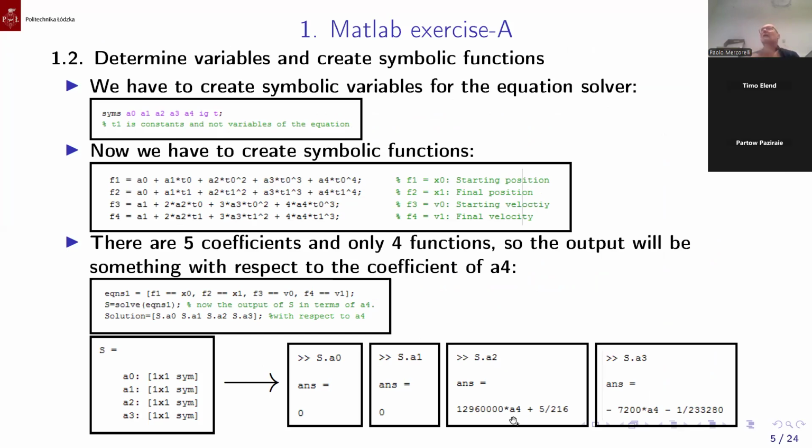Again, mathematically, we have an algebraic system with 4 equations and 5 coefficients. This means we can parameterize all coefficients with respect to one of them. I considered A4 as a free parameter. In this particular case, we have A0, A1 equal to 0, which is comfortable. And then A3 equals this expression here.